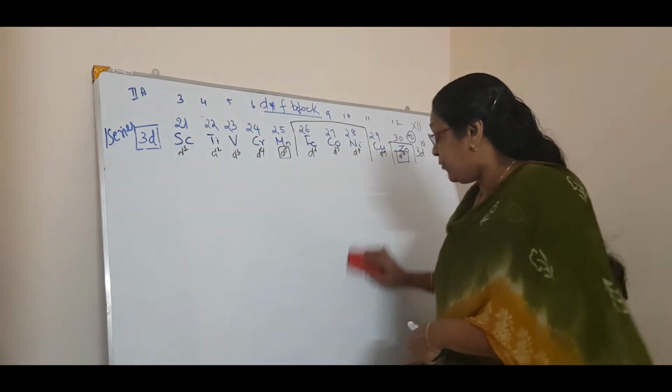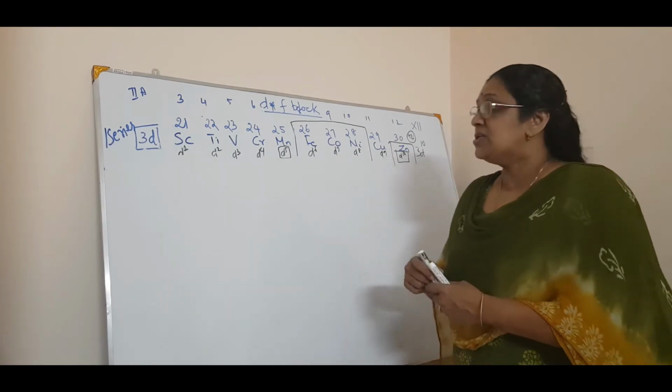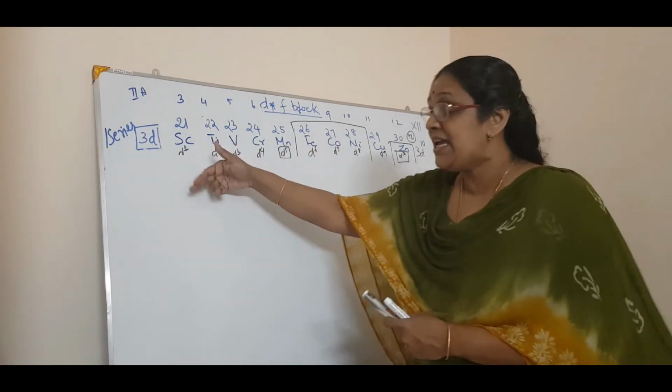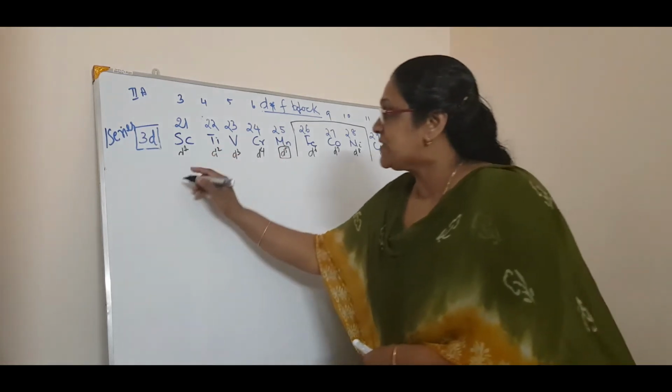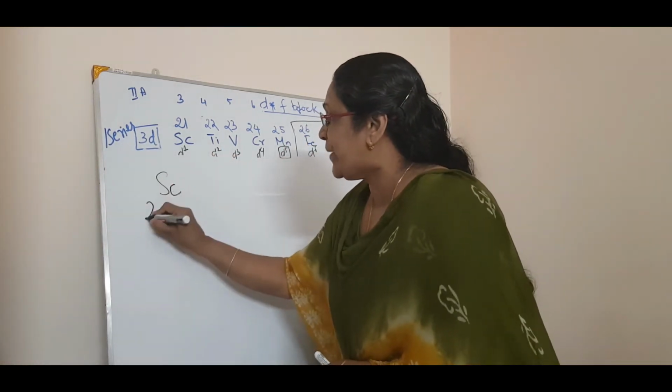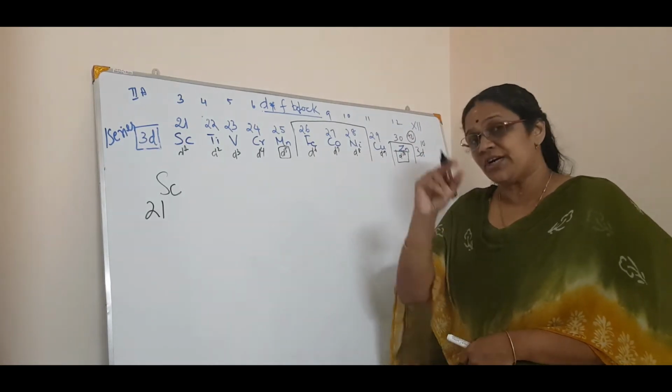So at that time you will get confused about how you got this or that. So we will write each of these electronic configurations of these elements. Now coming to scandium. Scandium means it is 21. That's a trick in this, a shortcut to it.